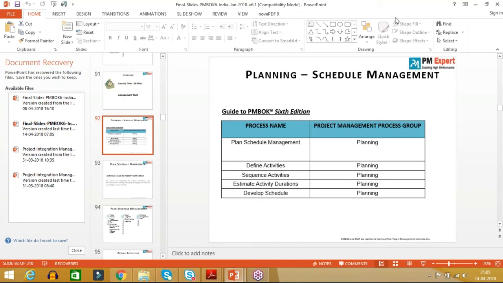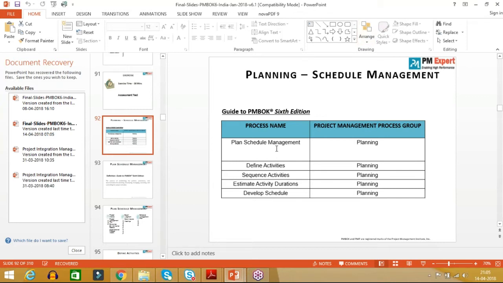Now, what you have in front of your screen is all the planning processes related to the schedule management knowledge area. Plan schedule management, define activities, sequence activities, estimate activity duration, and develop schedule. These are the five planning processes in schedule management. Now let's go through them one by one. The first process is plan schedule management.